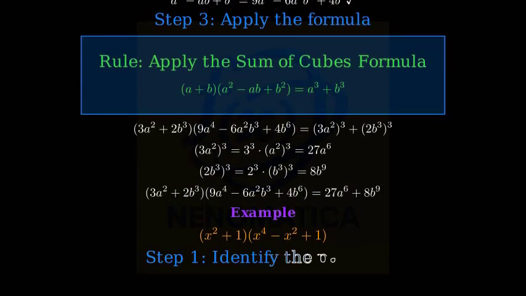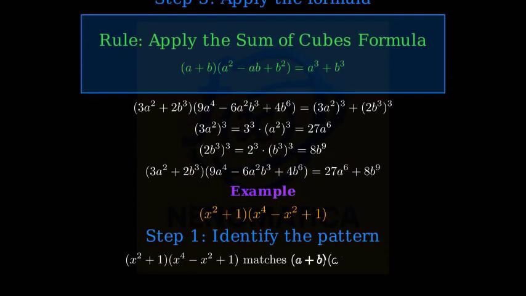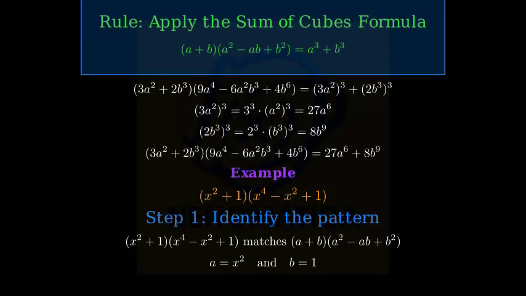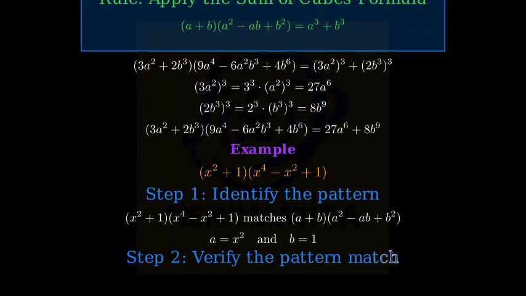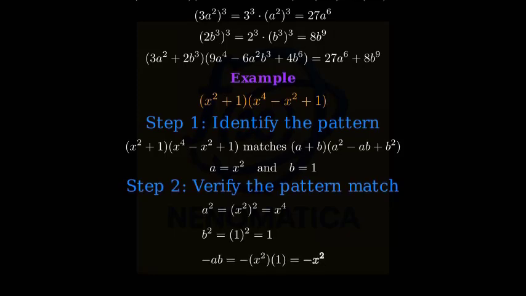Again, we need to match this to our special product formula. Looking at the pattern, we can identify that a equals x squared and b equals 1. Let's verify our pattern matching. If a equals x squared, then a squared equals x to the 4th. And if b equals 1, then b squared equals 1.